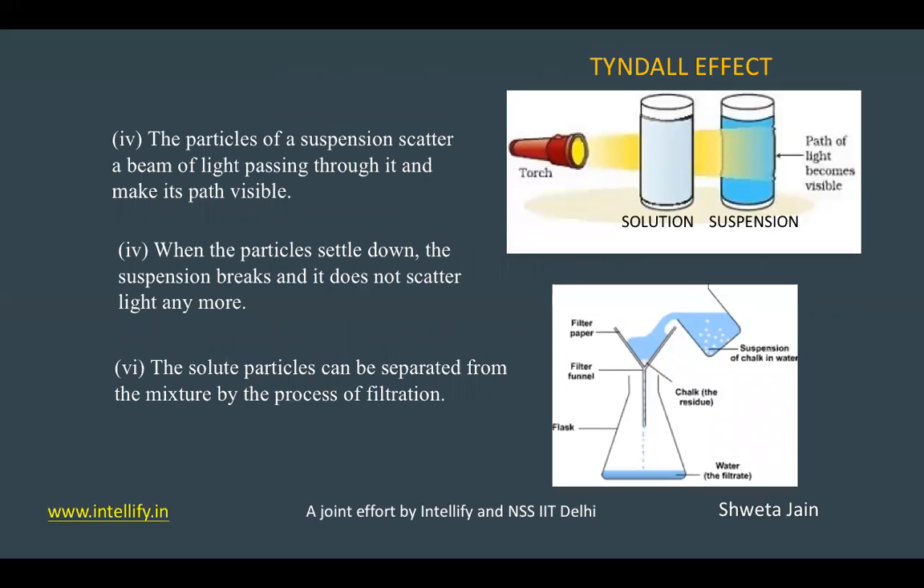The particles of a suspension scatter a beam of light passing through it and make its path visible. This is called the Tyndall effect. So we can see in the picture two glasses. The first glass is having a solution and the second one is having a suspension. When a beam of light is thrown on the glasses with the help of a torch, the solution will not scatter the beam of light, but the suspension will scatter the beam of light. The path of light will become visible through a suspension.